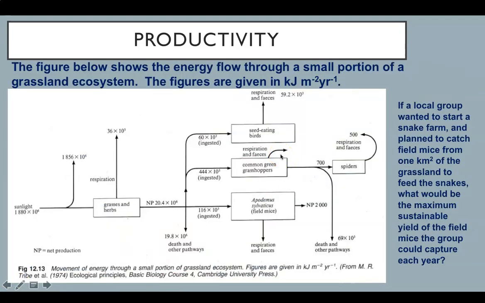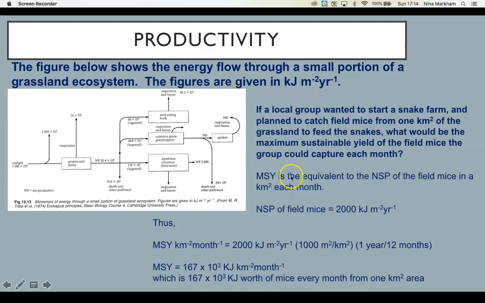Stop the movie to complete this practice problem. If a local group wanted to start a snake farm and planned to catch field mice from 1 square kilometer of grassland to feed the snakes, what would be the maximum sustainable yield of field mice the group could capture each year? Maximum sustainable yield is the equivalent to the NSP of the field mice in a square kilometer per each month.